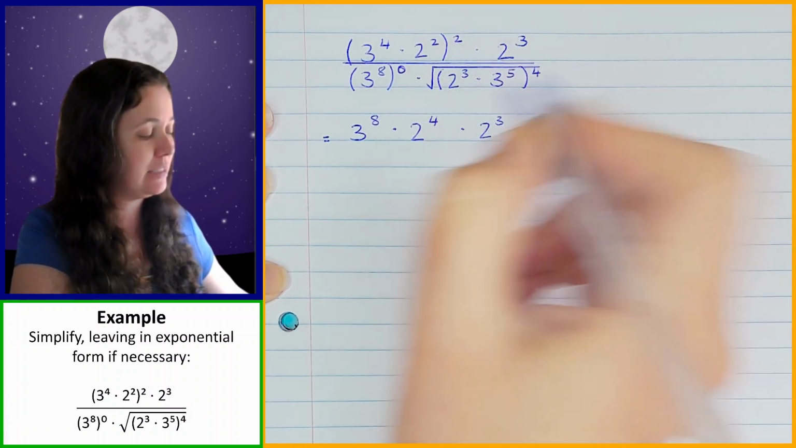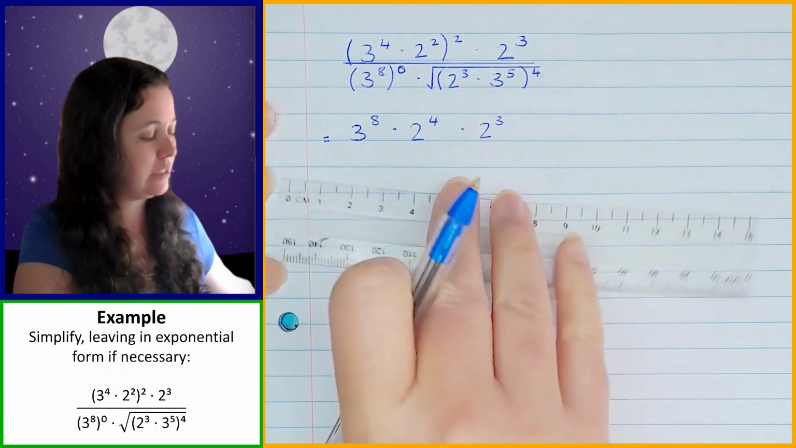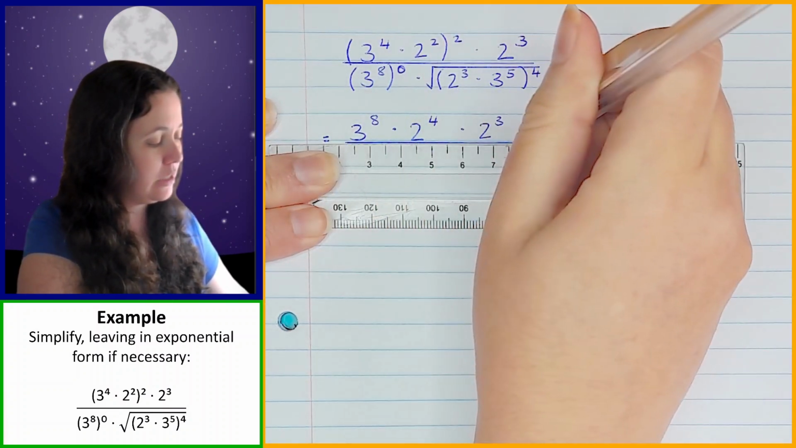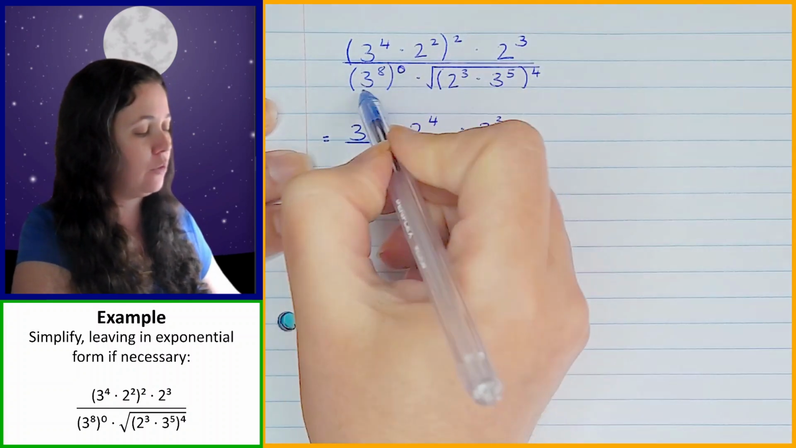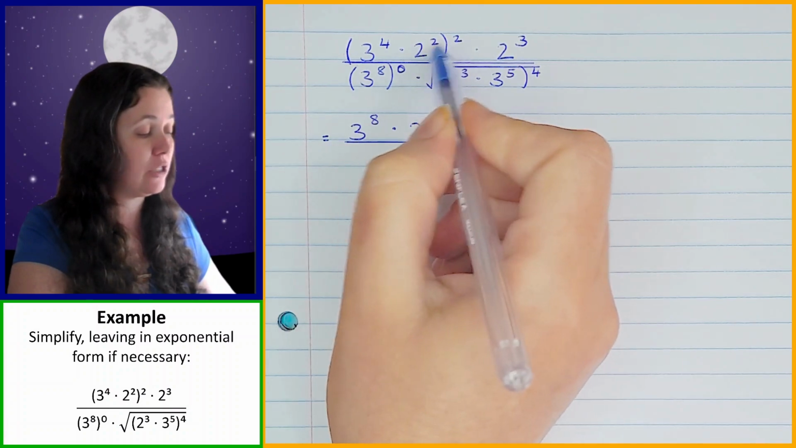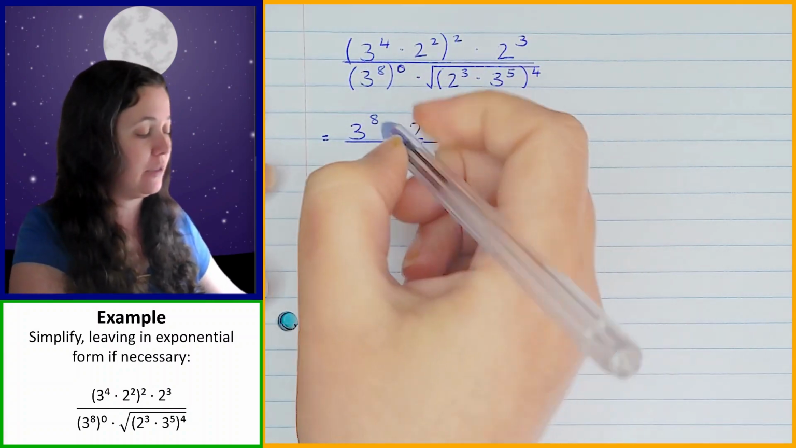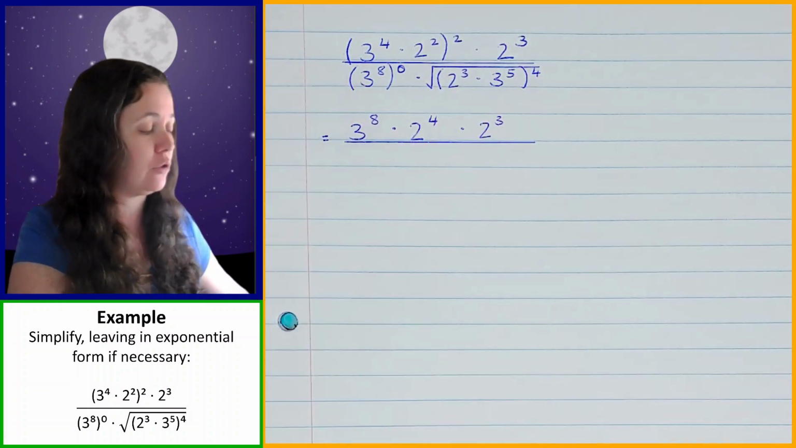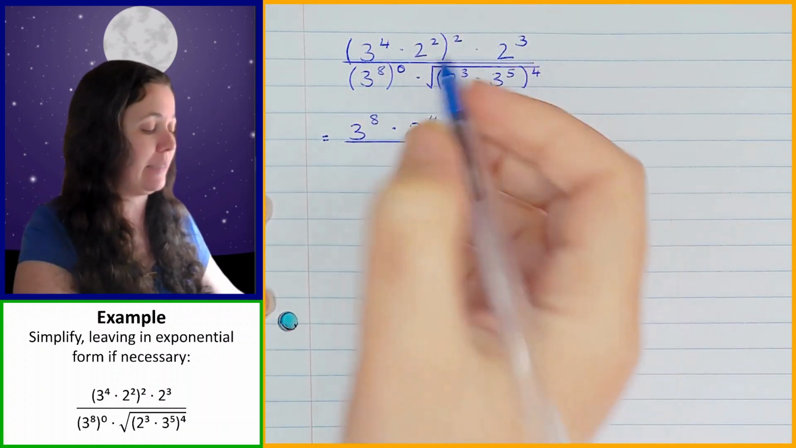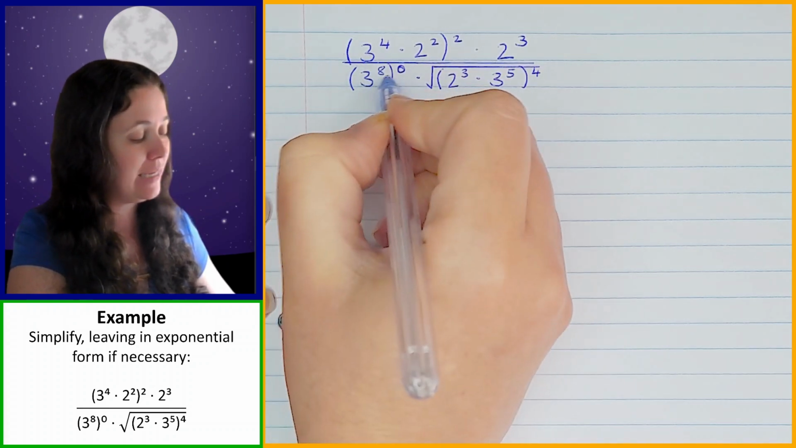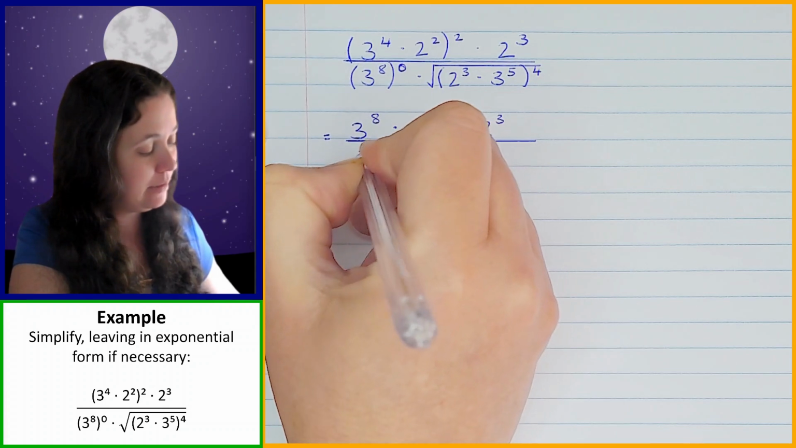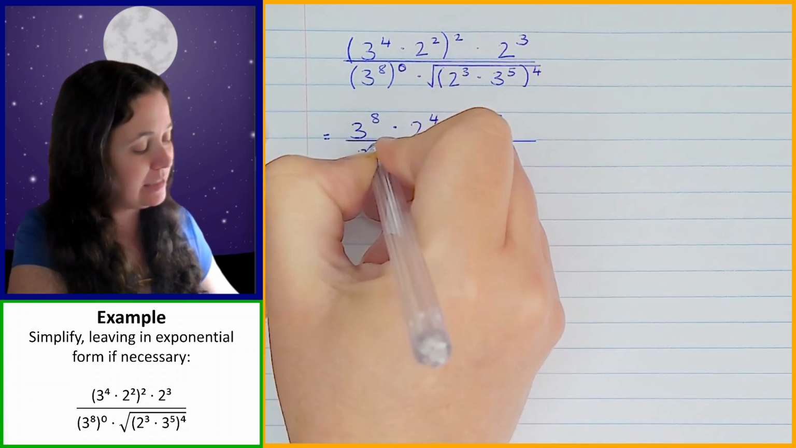I can't simplify that. Then I've got, at the bottom of my fraction, 3 to the power of 8 to the power of 0. Now, for 3 to the power of 8 to the power of 0, I can do the same thing I did over here, where I multiply the exponents together. Actually, I'll show you both ways for this as well. I'll do one way in the first method, and the other way in the second method. So I can say it's 3 to the power of 8 times 0, which is 0.